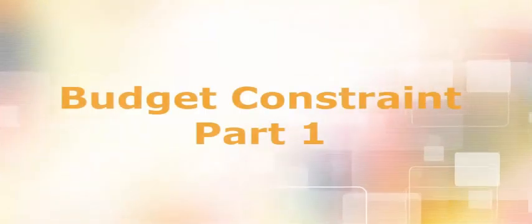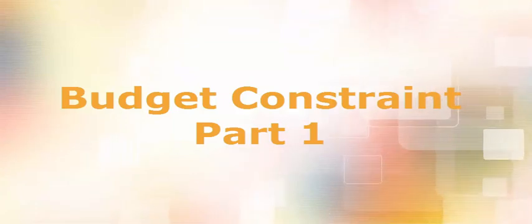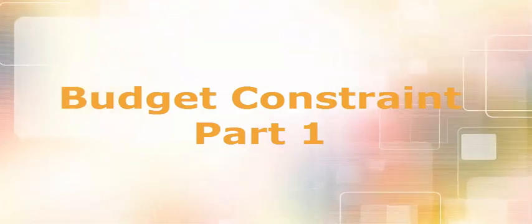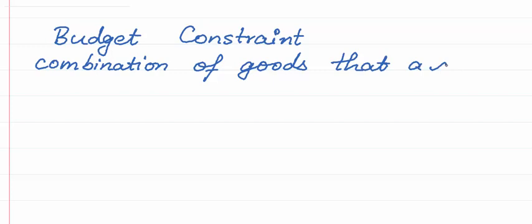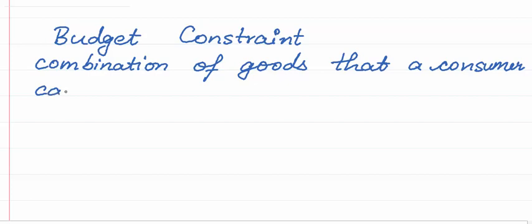Today we are going to learn about budget constraint. It is a restriction of budget, which does not allow a consumer to purchase all the goods that he wants. Budget constraint is basically the combination of two goods that a consumer can afford at the given price.